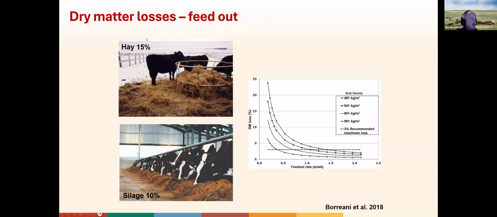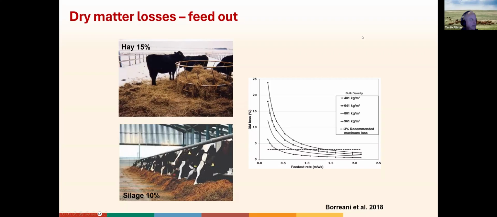And then you can have substantial losses during feed out as well. And often you'll see this where, in this case, another 15% or so is lost during the feeding phase, which really represents a pretty significant cost considering all the work that's gone into getting the forage conserved and preserved at a point where it's ready to be fed, and then you lose it through this kind of wastage.